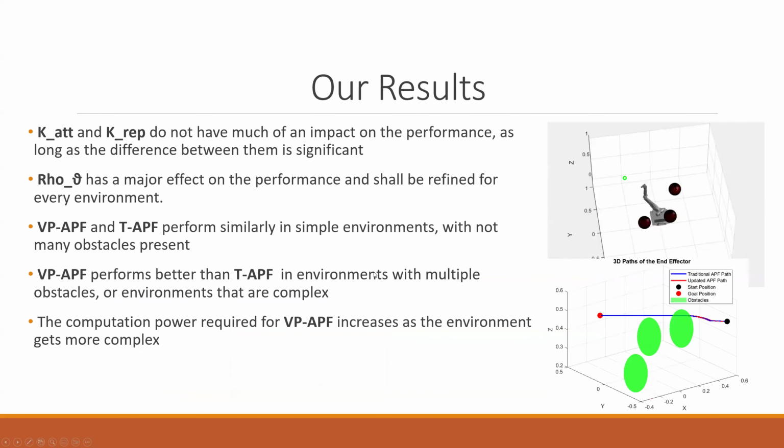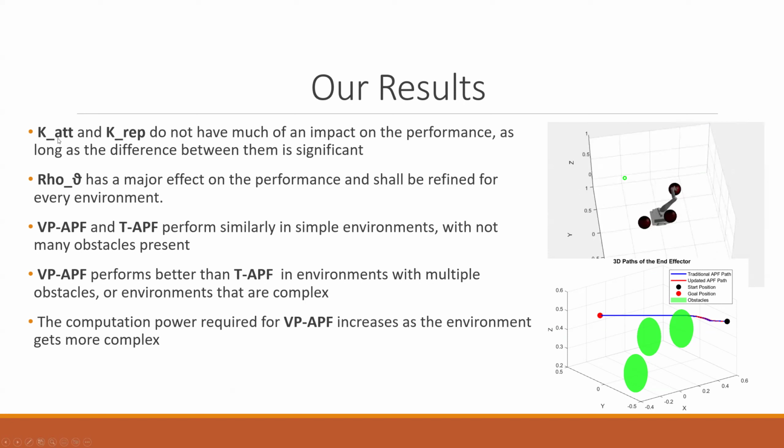So before we start discussing our results, it is important to identify what we based our performance on. For this, we copied some parameters from the paper, and we also added a couple of our own. So performance in our simulation is based on the time that it takes to reach the end goal, the average speed of the end effector, the path length, and lastly, the number of iterations to reach the end goal.